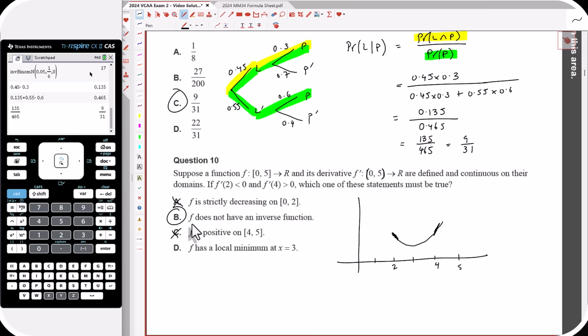And f has a local minimum at x equals 3. Okay, so that's the assumption that the turning point that we know has to exist between 2 and 4 has to happen halfway between 2 and 4, but that's not the case at all. It could be anywhere between 2 and 4. So B.